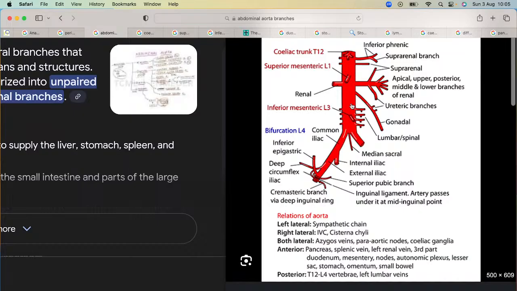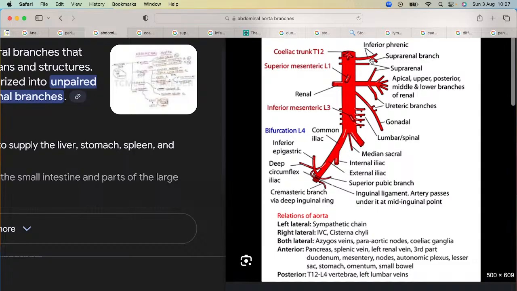So they tend to use the easier ones for you guys for the OSCE exam. Right, so those are the branches, and then looking at the accessory branches, we have the inferior phrenic artery. We also have the superior phrenic artery, but that comes from the thoracic aorta. The inferior phrenic is the one that comes from the abdominal aorta.